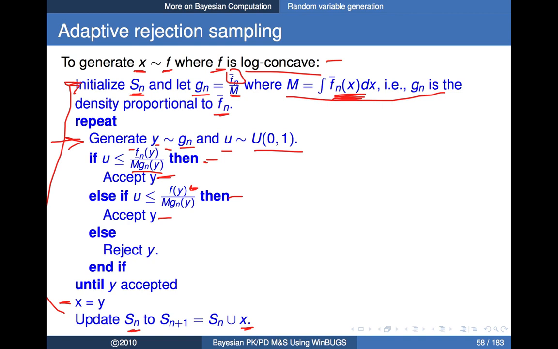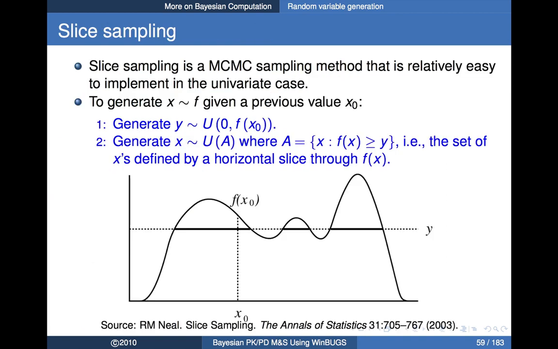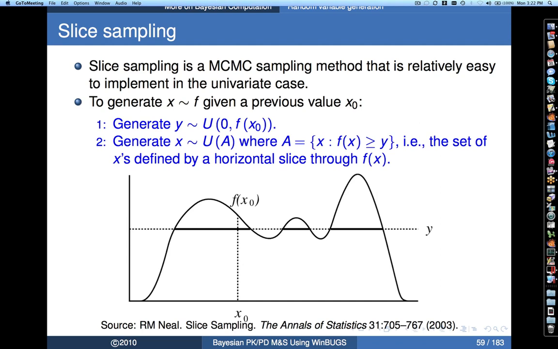So what if it's not log concave? Well, then we have to go to some of the other methods. And let's move to one of those, and one of them would be slice sampling, which again is what BUGS will use in the case where the distribution only covers a finite range of values on the x-axis. So in those cases, it would use a slice sampler. Okay, and let me briefly describe that.